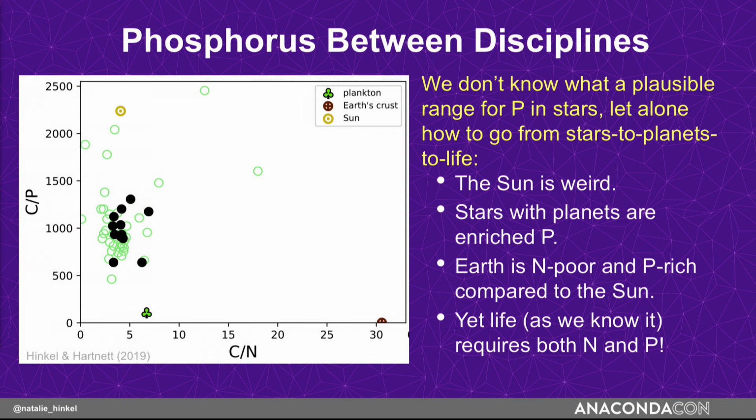So this is the plot that you're seeing. The green are just stars. The black are stars with planets. The yellow circle at the top is the sun. And what you're seeing at the very bottom down here, that's the Earth. That's plankton, the Earth's crust. We can't tell very much from this.